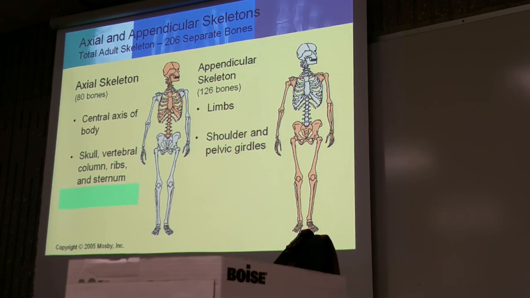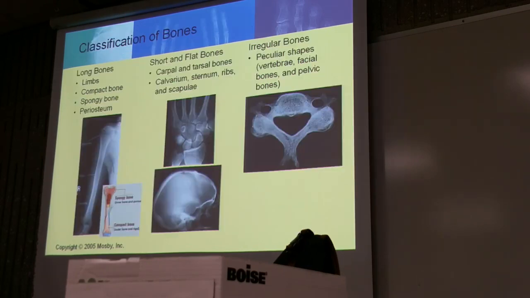So the skeletal system is broken up into two different parts. We have the axial skeleton, which is the central axis of the body, including the skull, the vertebral column, the ribs, and the sternum. The appendicular skeleton refers to the appendages, your limbs. This also includes your shoulder and your pelvic girdle. Again, we're just scratching the surface. Once we get into the different units, we'll spend a little bit more time on the specifics. Okay, so this is just a brief introduction.